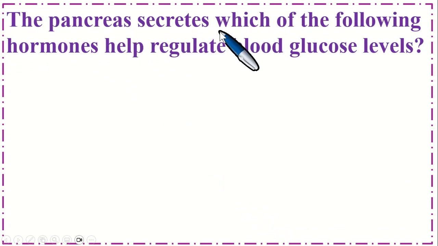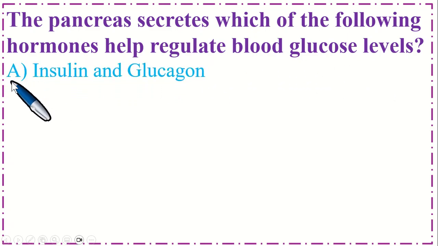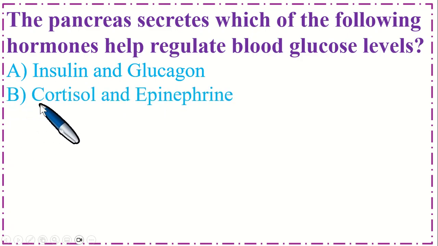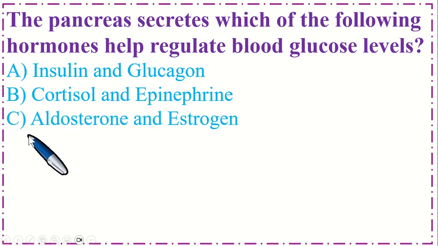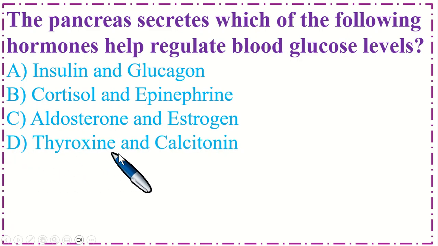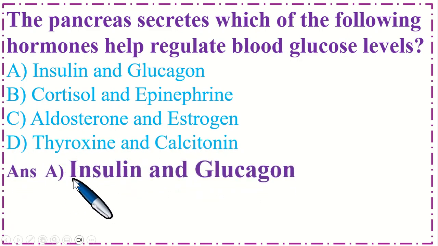The pancreas secretes which of the following hormones that help regulate blood glucose levels? Option A, insulin and glucagon. B, cortisol and epinephrine. C, aldosterone and estrogen. And option D, thyroxine and calcitonin. So the correct option is A, insulin and glucagon.